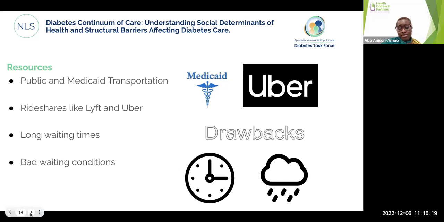Also, the long wait times to access public transportation can keep a person from getting to their health centers in a timely manner. Bad weather and bad waiting conditions like excessive heat or cold pose a health risk to people living with diabetes. The fear of missing a bus or a ride when waiting inside a health center is a reason for people to wait under these bad conditions. Next slide, please.